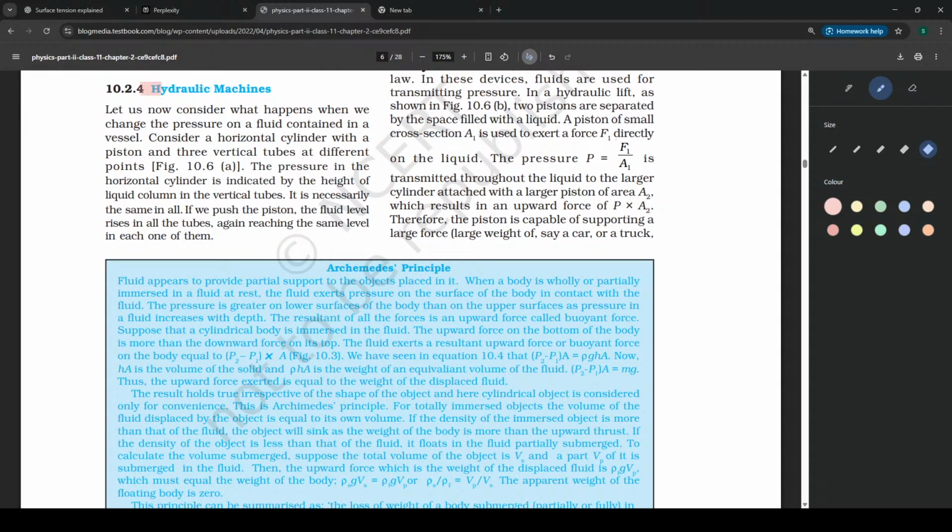Now let's go to hydraulic machines. Let us now consider what happens when we change the pressure on a fluid contained in a vessel.